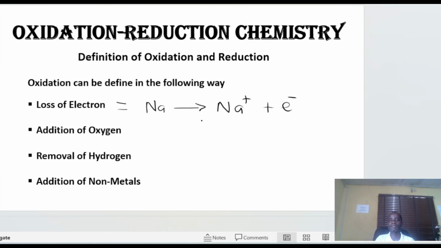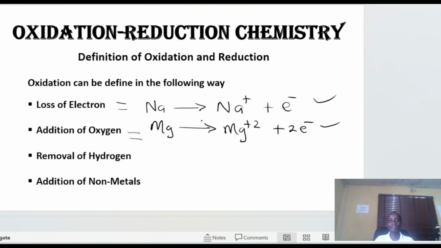Also, let's look at another metal like magnesium. When magnesium gives out the outer electrons, it becomes magnesium 2+, that is plus 2 electrons. These two definitions indicate that loss of electrons brings about oxidation. Now, the second one is addition of oxygen.